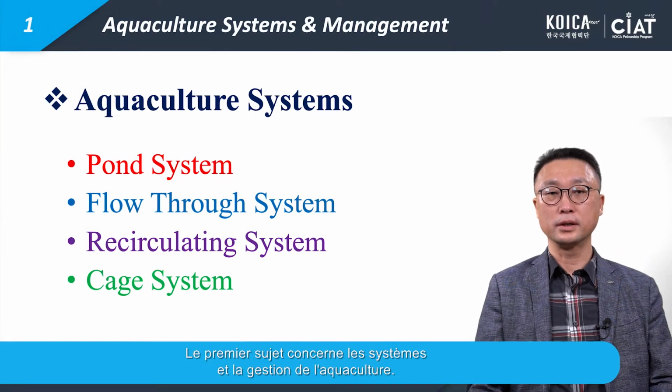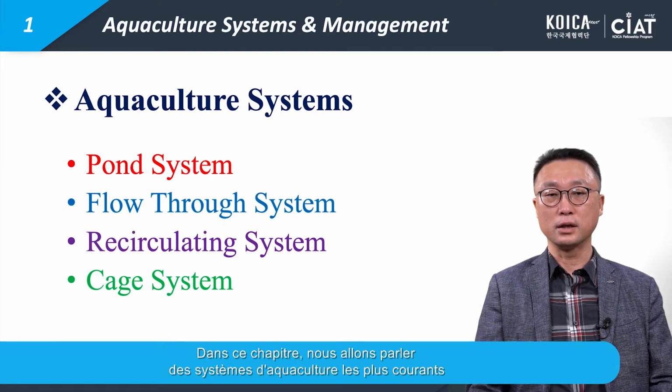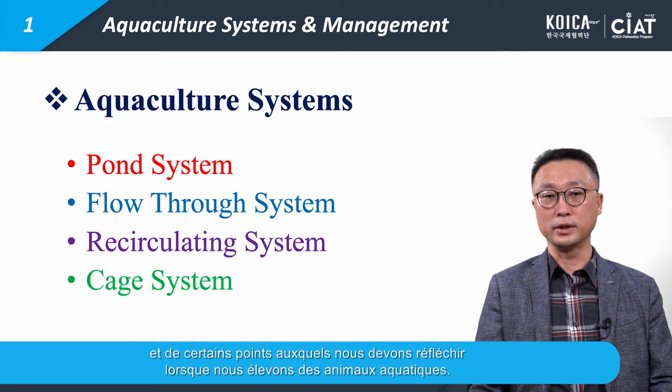The first topic is about aquaculture systems and management. In this chapter, we're going to talk about the types of aquaculture systems mainly used in the field, and also some points that we have to consider when we deal with aquaculture systems and, at the same time, cultured animals.